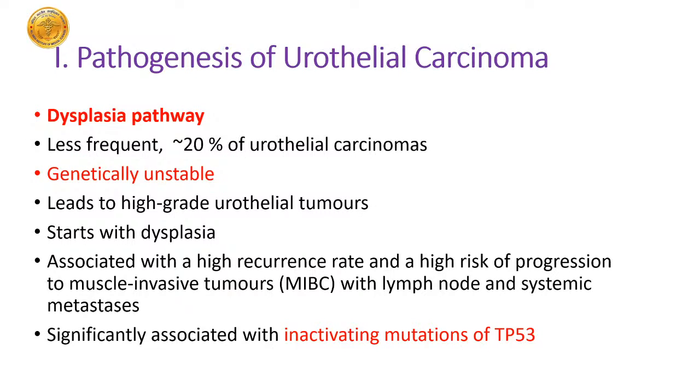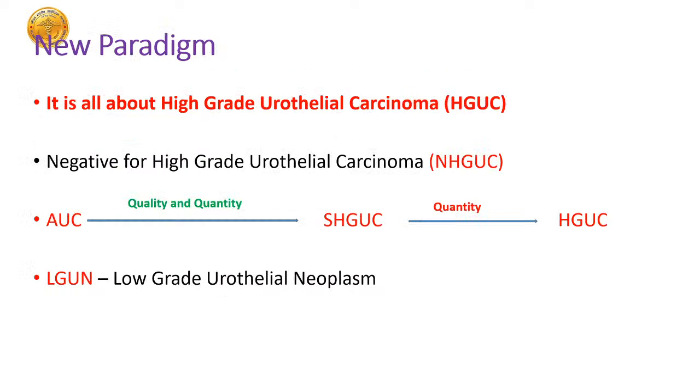Then we come to the dysplasia pathway, which is less frequent, usually seen in about 15 to 20% of urothelial carcinomas, and they are known to be genetically unstable. They are associated with inactivating mutations of P53 protein, and these start with dysplasia, and they are known to have higher grades of tumors, including muscle-invasive bladder cancers.